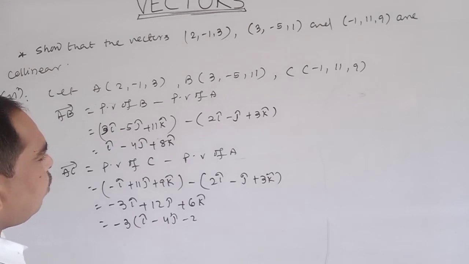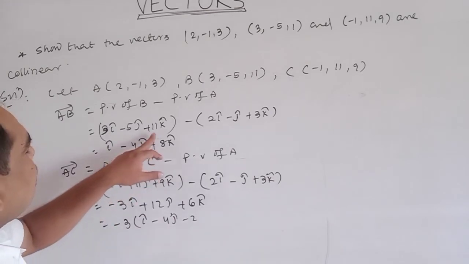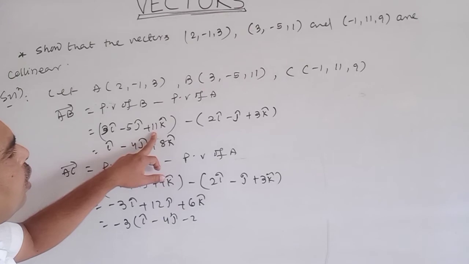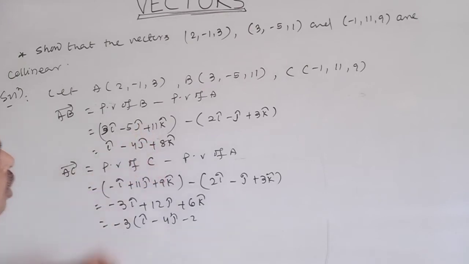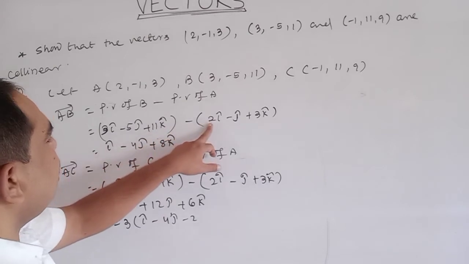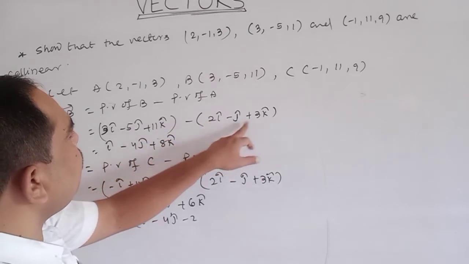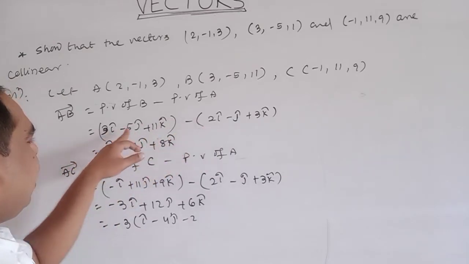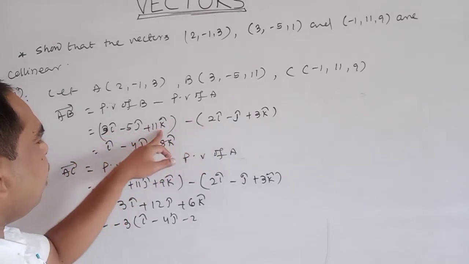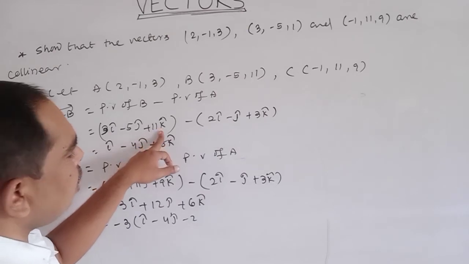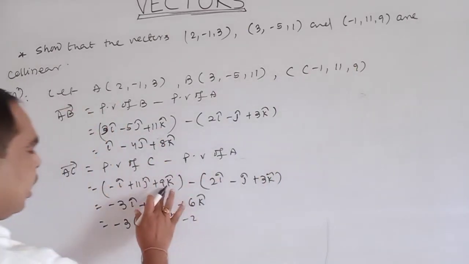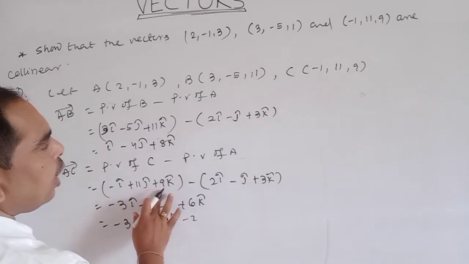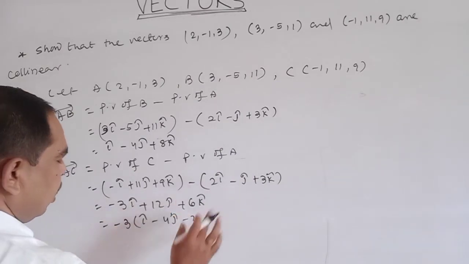Sorry, this is 11 minus 2i minus j plus 3k. This is 3i minus 2i, i minus 5j plus j, 4k, 11k. Sorry, this is 9. Okay. So this is 2k.